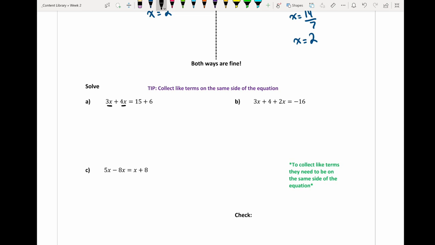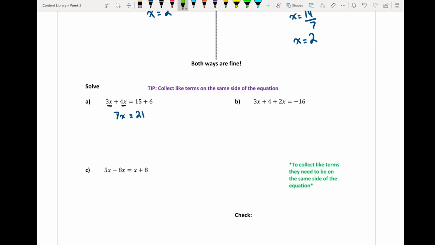So if I look at example A right now, I have two variable terms that I've underlined here. Because they're like terms with the same variable, I can collect them. So this goes back to a previous lesson. So 3x plus 4x is 7x. I can simplify the other side. 15 plus 6 is 21. And now I've taken it from a multi-step down to a single-step equation.